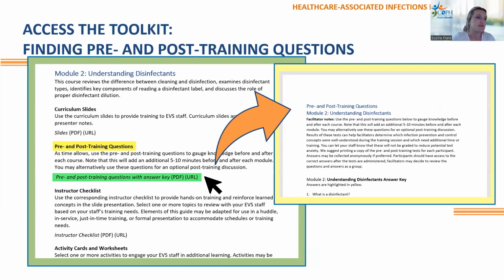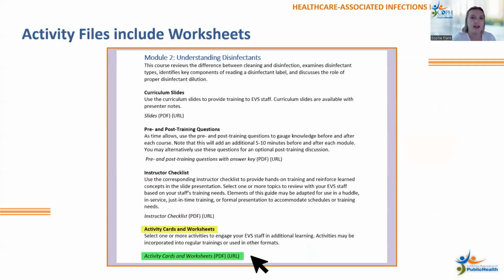Each module includes one of these and that comes with an answer key that facilitators can use to enhance staff learning. These are located right below the curriculum slides for each module. I'll click the link to open the PDF file in a new tab where I can download and print my pre and post training questions file. And lastly, I also want to download the activities and worksheets file for this module. I'll navigate to that section of the toolkit to click the link and open the file. And now Trainer Aurora has all the materials she'll need to present for Module 2.